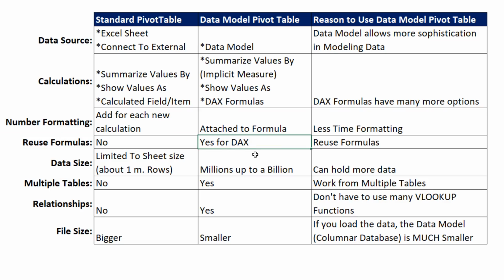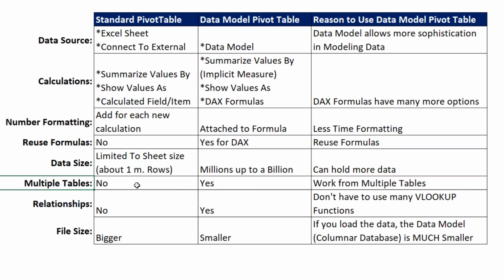You betcha. In a data model pivot table, you can use that DAX formula over and over. Data size? Well, we're limited to 1 million rows in the Excel sheet. In a data model pivot table with that amazing columnar database, we can have millions up to even 1 billion rows of data. So the data model just can hold more data.